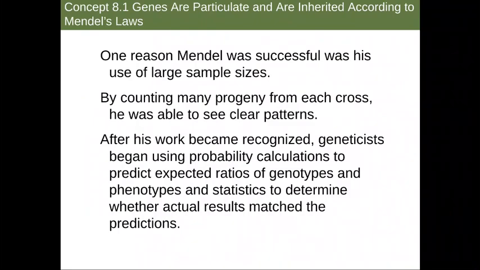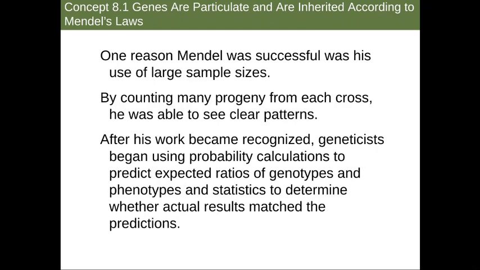One of the reasons that Mendel was successful was his use of large sample sizes. At the beginning of the lesson, I talked about pea plants being a model system. This model system allows for relative ease of studying a generation. Typically, model systems will have large numbers of offspring as well, and he could count as many progeny as possible, progeny referring to offspring. After his work became recognized, geneticists began using probability calculations to predict expected ratios of genotypes and phenotypes, and statistics to determine whether actual results match the predictions. And they found that they pretty much did.